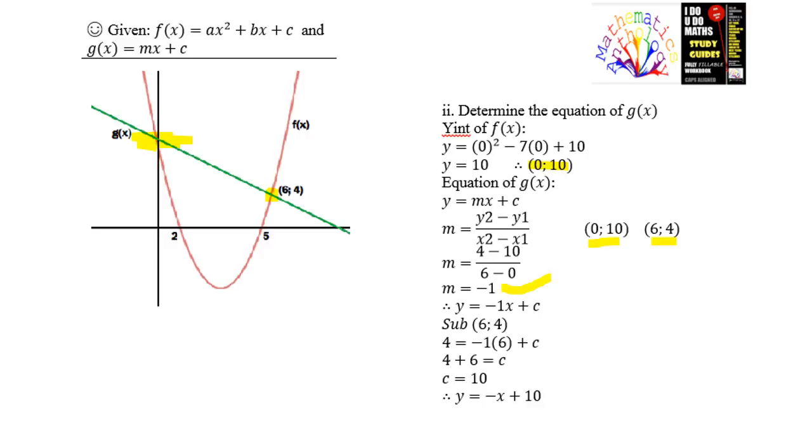Substitute any point that's on the green graph, so (6, 4). So 6 is your x value and 4 is your y value. So 4 is equal to negative 1 into 6 plus c. c is equal to 10. So my final answer there, y is equal to negative x plus 10.